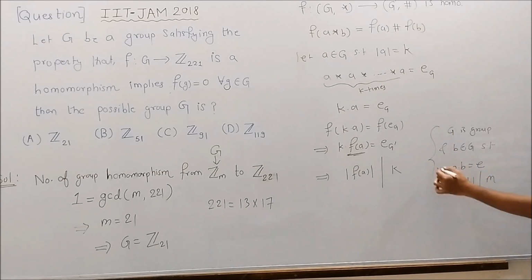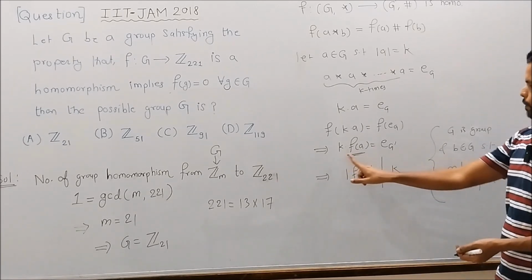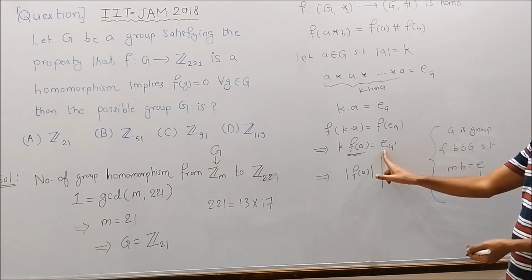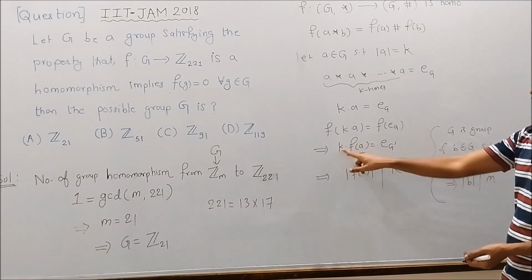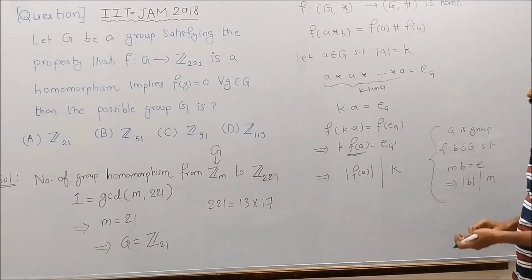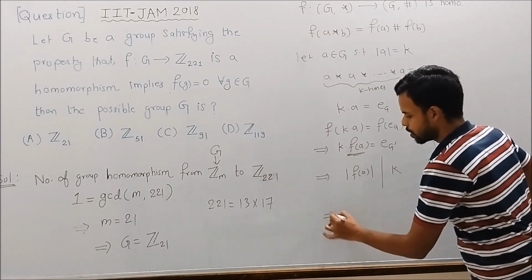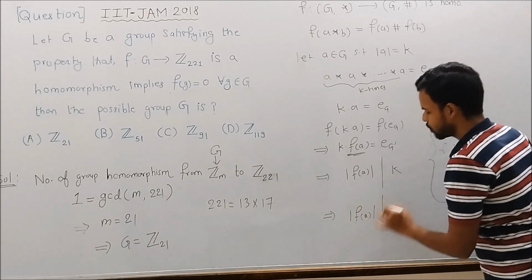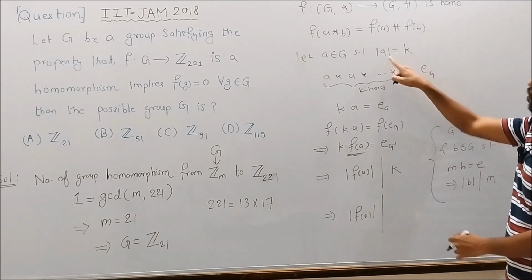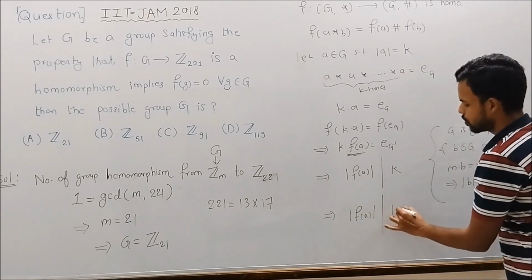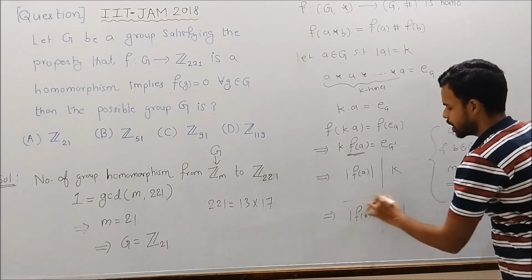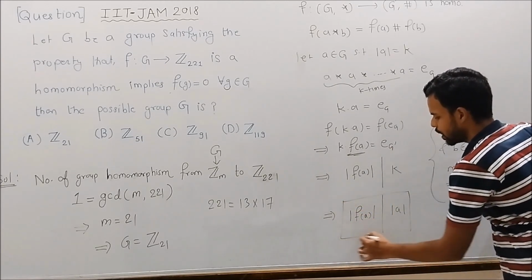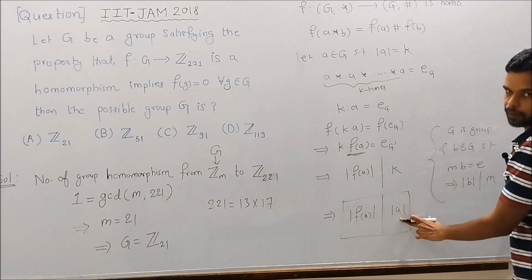Okay, order of B divides M. Here M times B equals identity, so order of B divides M. So from here we see that order of f of a divides, what is k? K is the order of a. So we see that the order of the image of an element divides the order of the element.